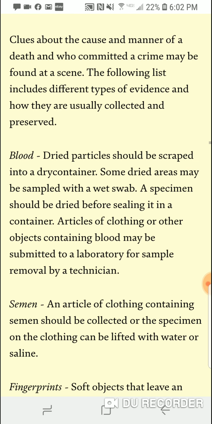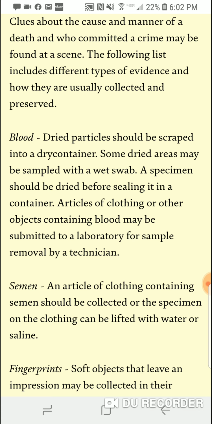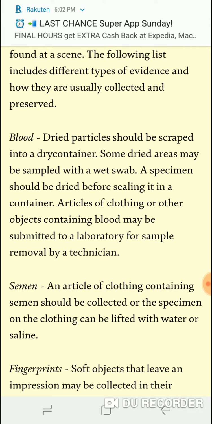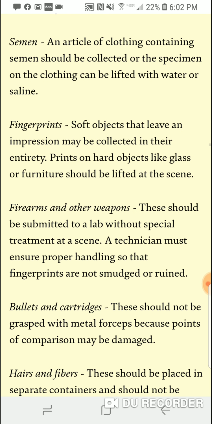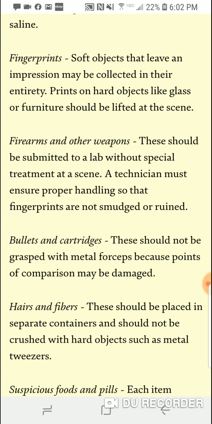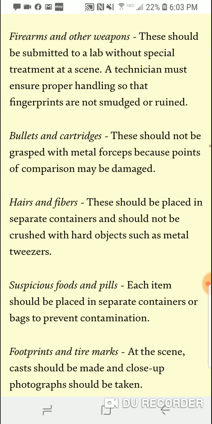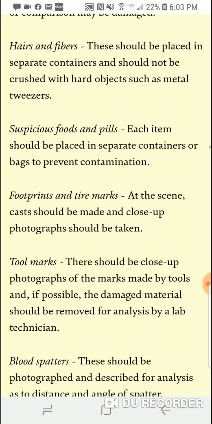Clues about the cause and manner of a death and who committed a crime may be found at the scene. The following list includes different types of evidence and how they are usually collected and preserved: blood, semen, fingerprints. So soft objects that leave an impression may be collected in their entirety. Prints on hard objects like glass or furniture should be lifted at the scene. As far as I know, they didn't do any fingerprinting of the freezer area. Firearms and other weapons, bullets and cartridges, hairs and fibers. These should be placed in separate containers and should not be crushed with hard objects such as metal tweezers.